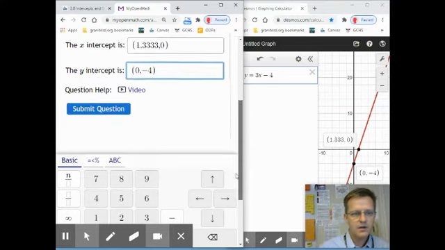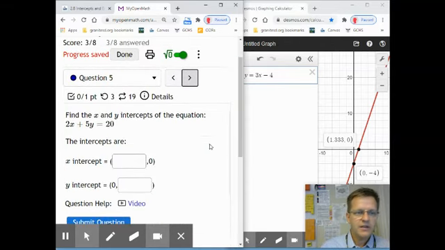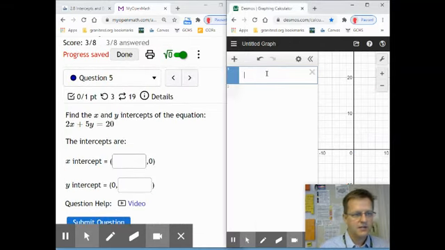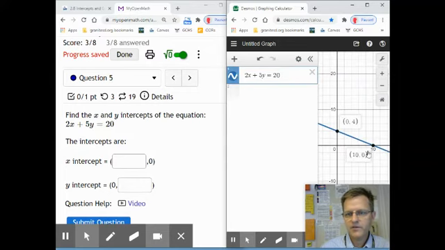Cool. And let's submit that. Yay, all good. Let's go to the next one. Same thing. You're just going to type these in. So 2x plus 5y is equal to 20. Cool. You can bring this over. You can click right here and right here. So you can type them in just the way you see them, 10, comma 0 and 0, comma 4.